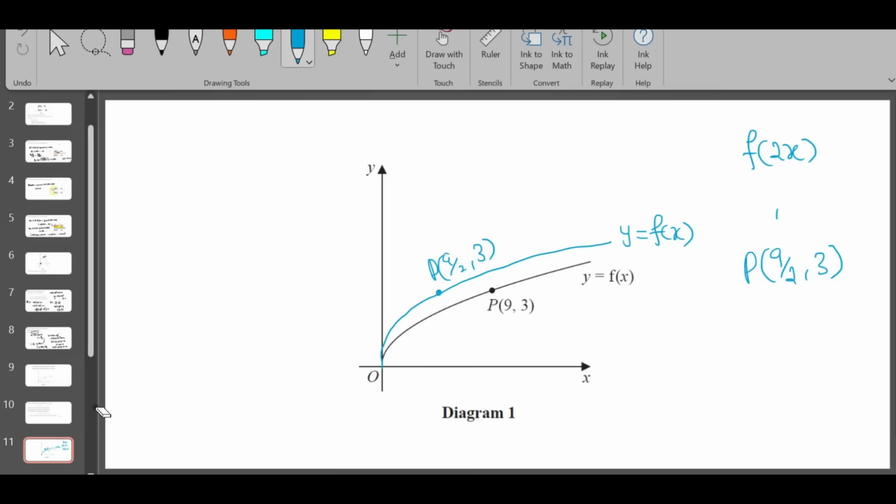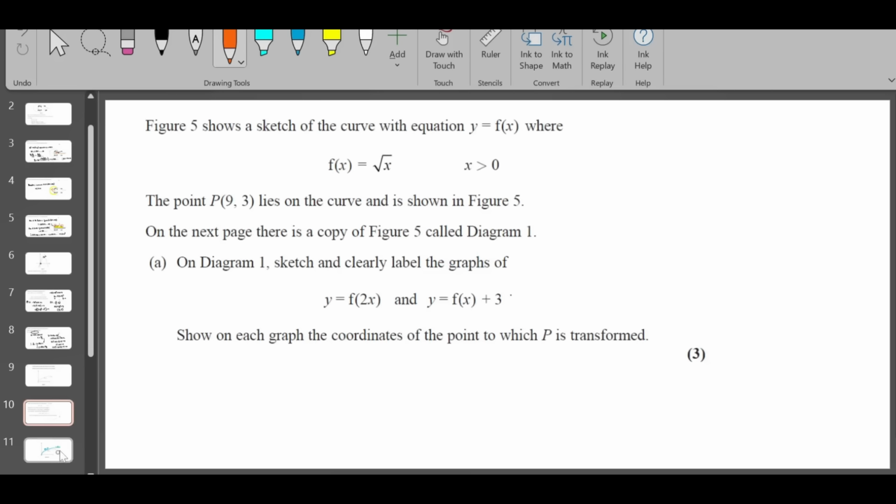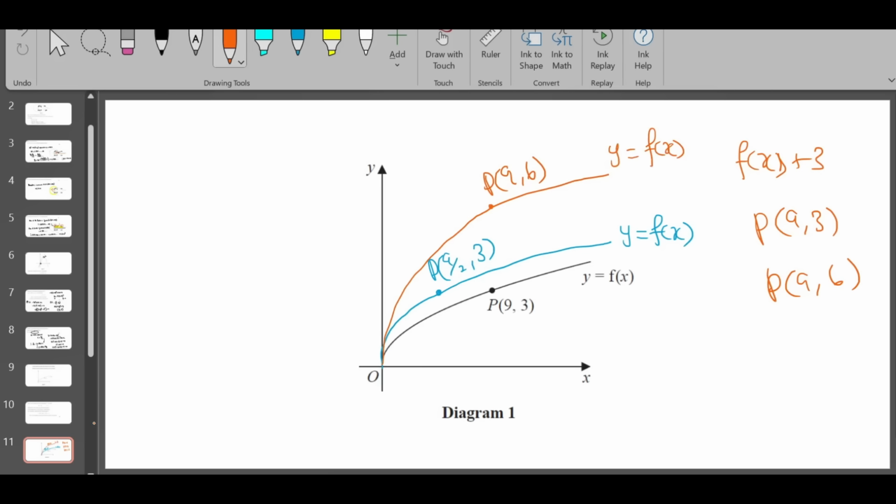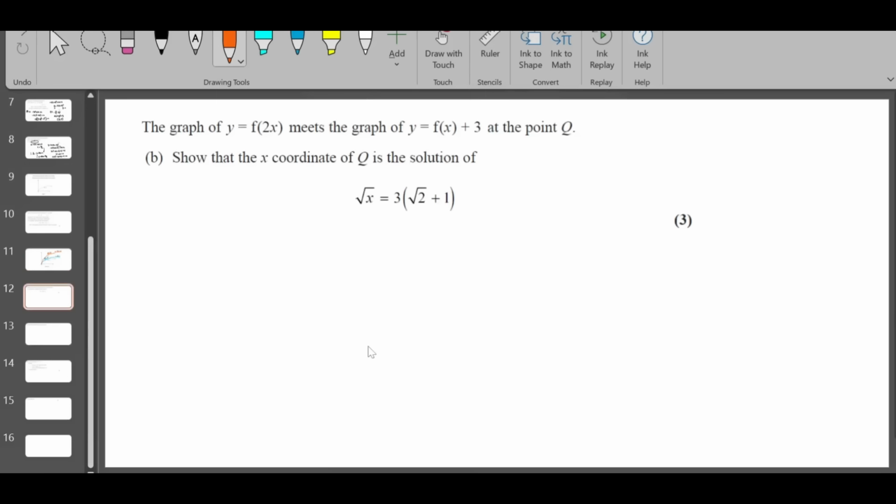Okay. The next graph is f of x plus 3. So the point 9, 3 becomes P of 9, 6 now. So this becomes a 9, 6 here. P of 9, 6. So the graph will be this. Y is equal to f of x plus 3. Label the graph. That's all. Next part.